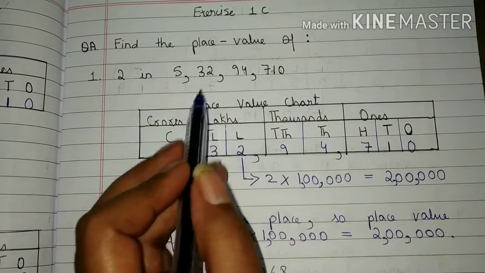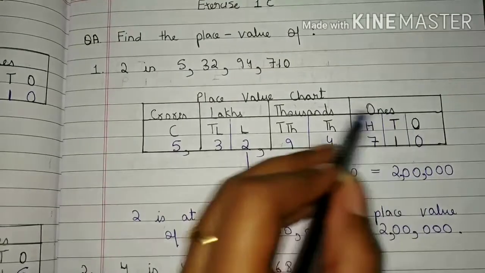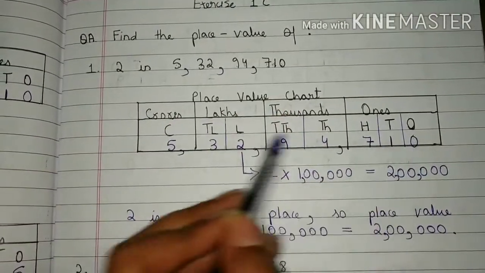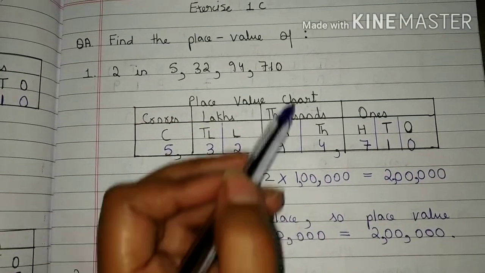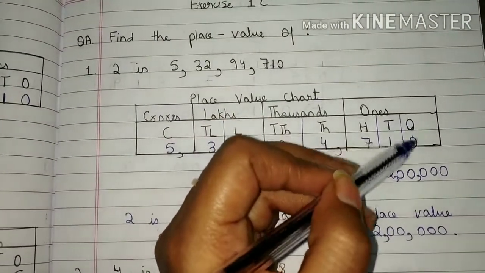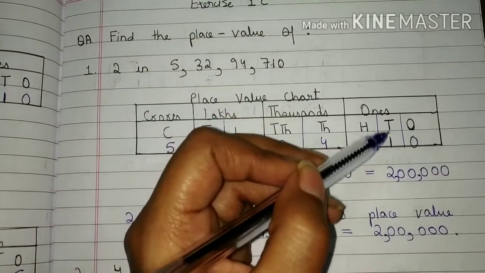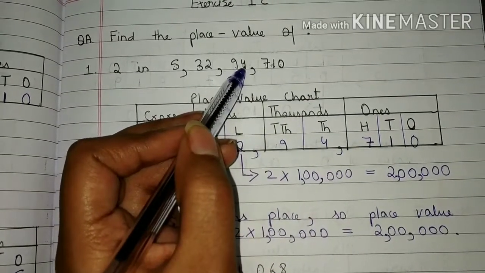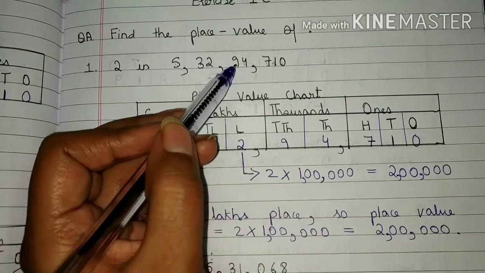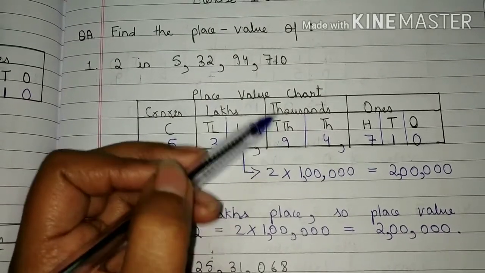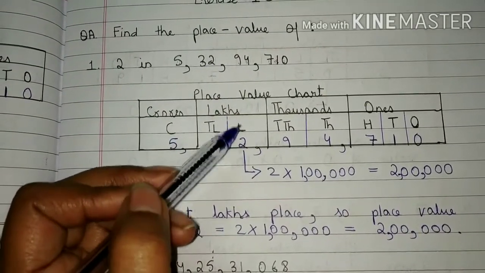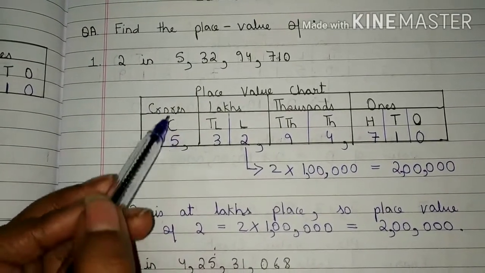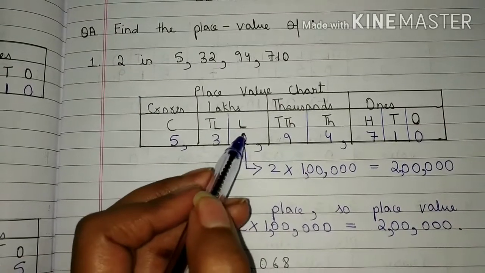Students, first of all, you will draw place value chart like this, and then you will arrange these numbers in the place value chart. So you will write 0 at ones place, 1 at tens place, 7 at hundreds place, 4 at thousands place, 9 at 10,000s place, 2 at lakh place, 3 at 10 lakh place, 5 at crore place. Now students, look here.